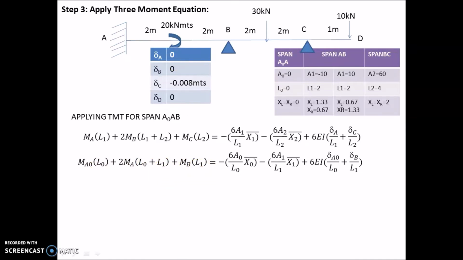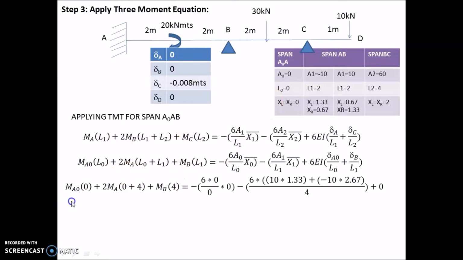Since this is of the same flexural rigidity, we can omit it. We can leave that part. Now coming to this one, I am substituting these values here. My A0 value, L0 value is 0. Now MA, 2 MA into L0 plus L1.